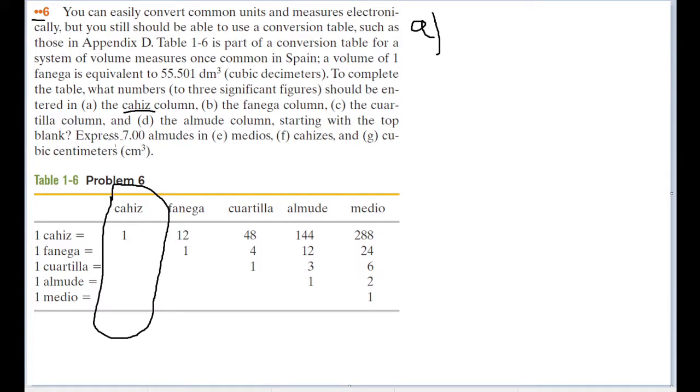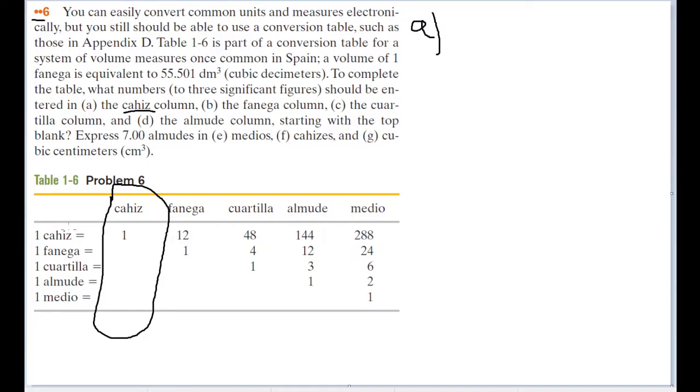So in other words, we have to figure out what the conversions are from the cahiz to every single other little unit here, or more accurately, convert from every other unit here to the cahiz. So just to start us off here, our top little blank, since it did say from top to bottom in the question, is to find out what 1 fanega is equal to in terms of cahizes. And we're actually given some information regarding this already.